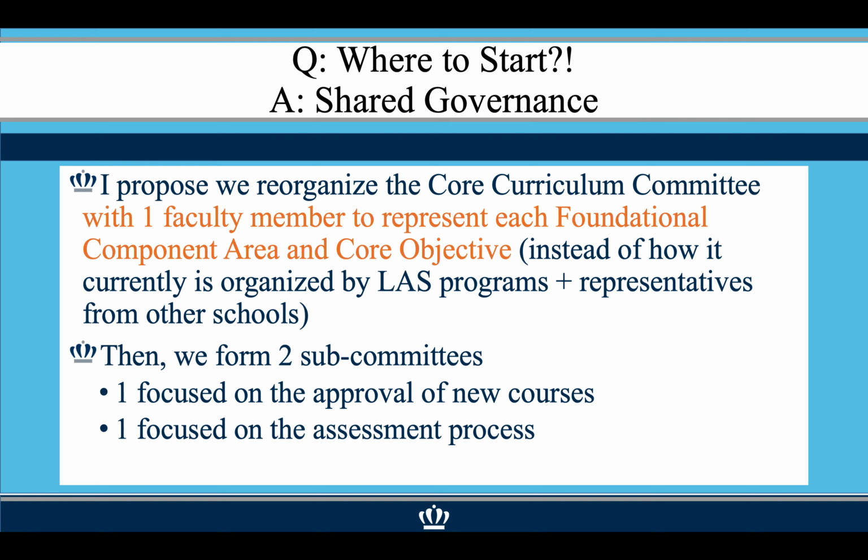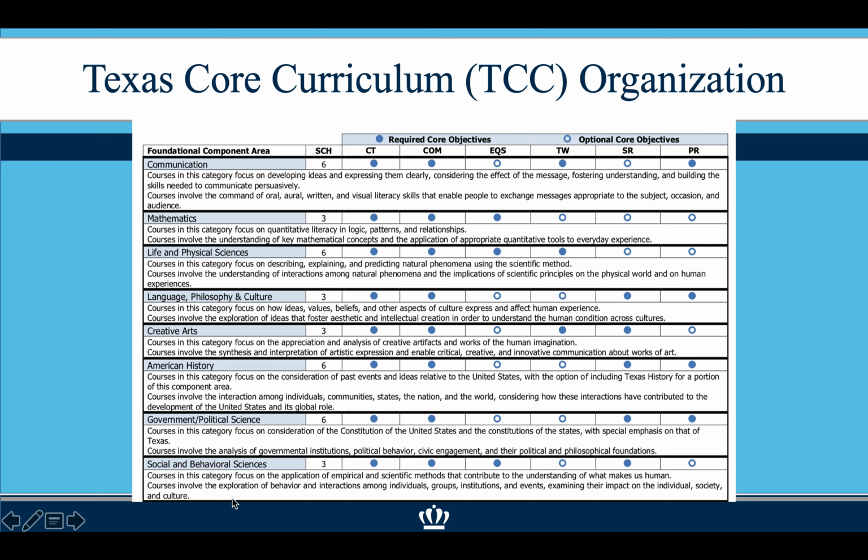So I've said a lot. Where do we start? So my first recommendation is that we start with the shared governance, so reorganizing that. So I propose that we reorganize the core curriculum committee with one faculty member to represent each foundational component area and core objective. So we'd have one faculty area for these, one faculty area for these.